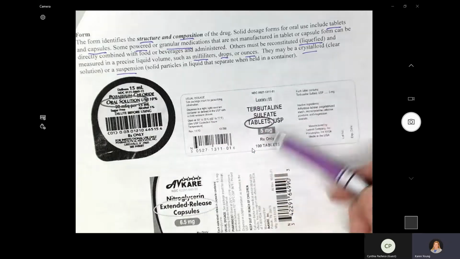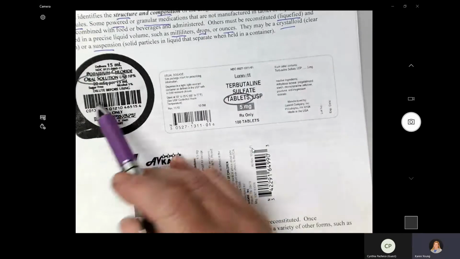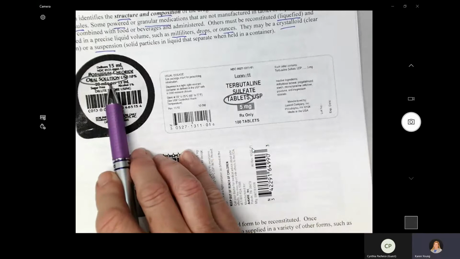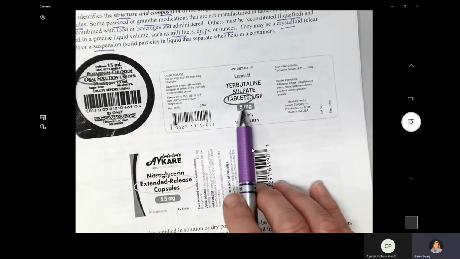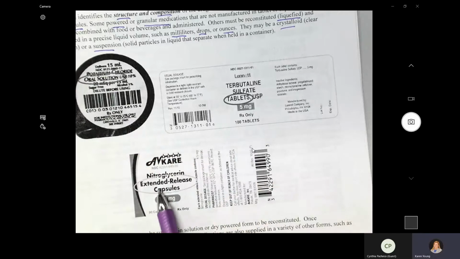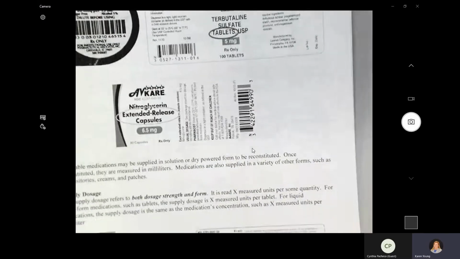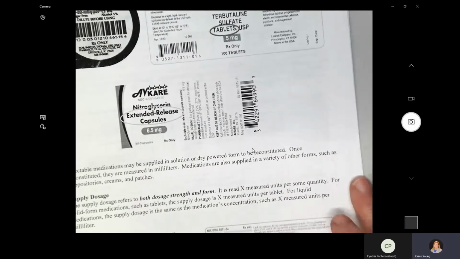So these are just examples where it says oral solution. We know it's a solution or a suspension. It's a liquid. This one has our tablets. The extended release capsules, they're capsules, but they're a specific type of capsule. You can't cut these in half or crush them because they dissolve at a specific rate in your stomach and release medicine as it goes.